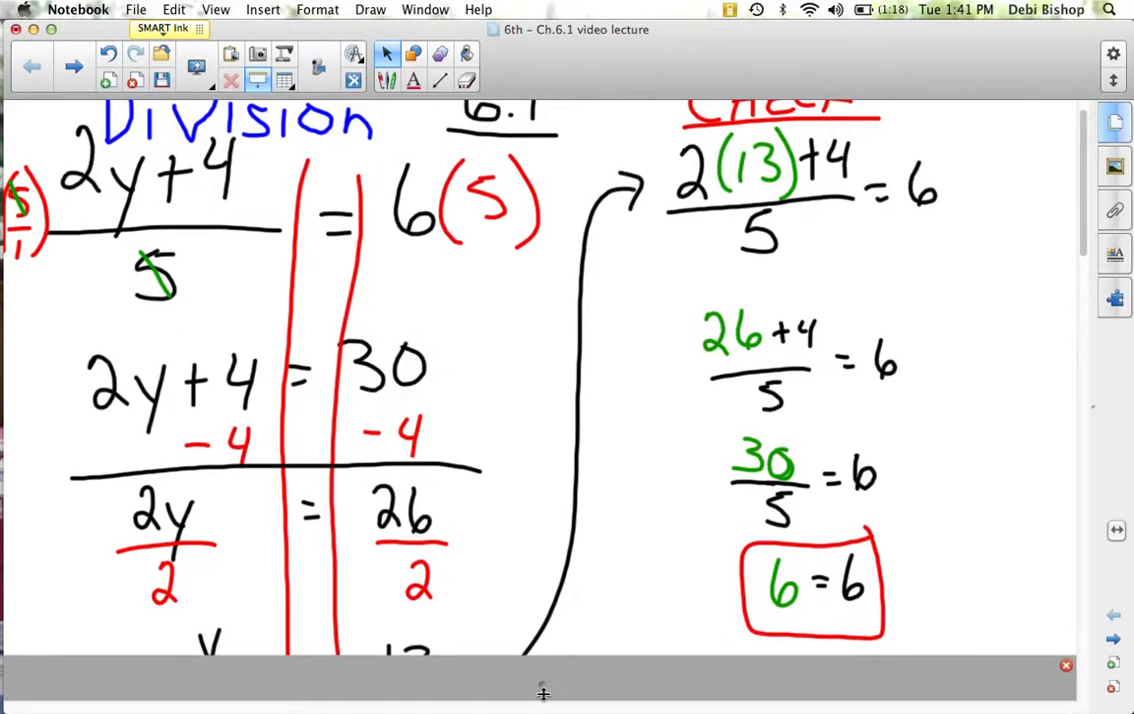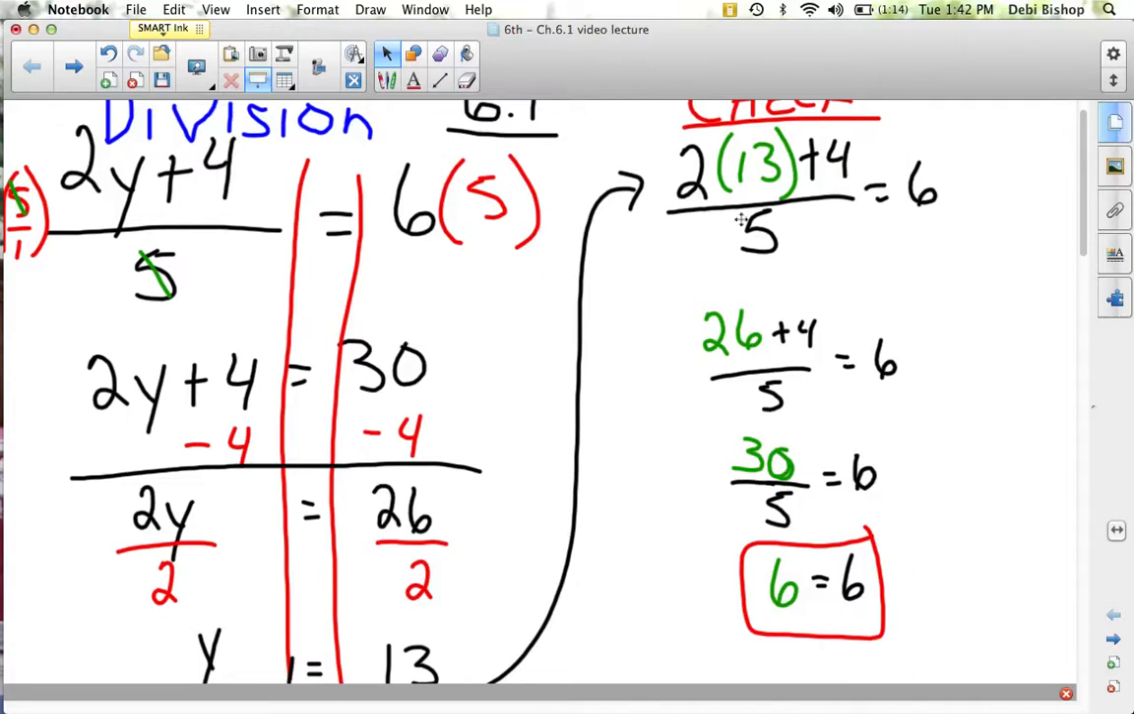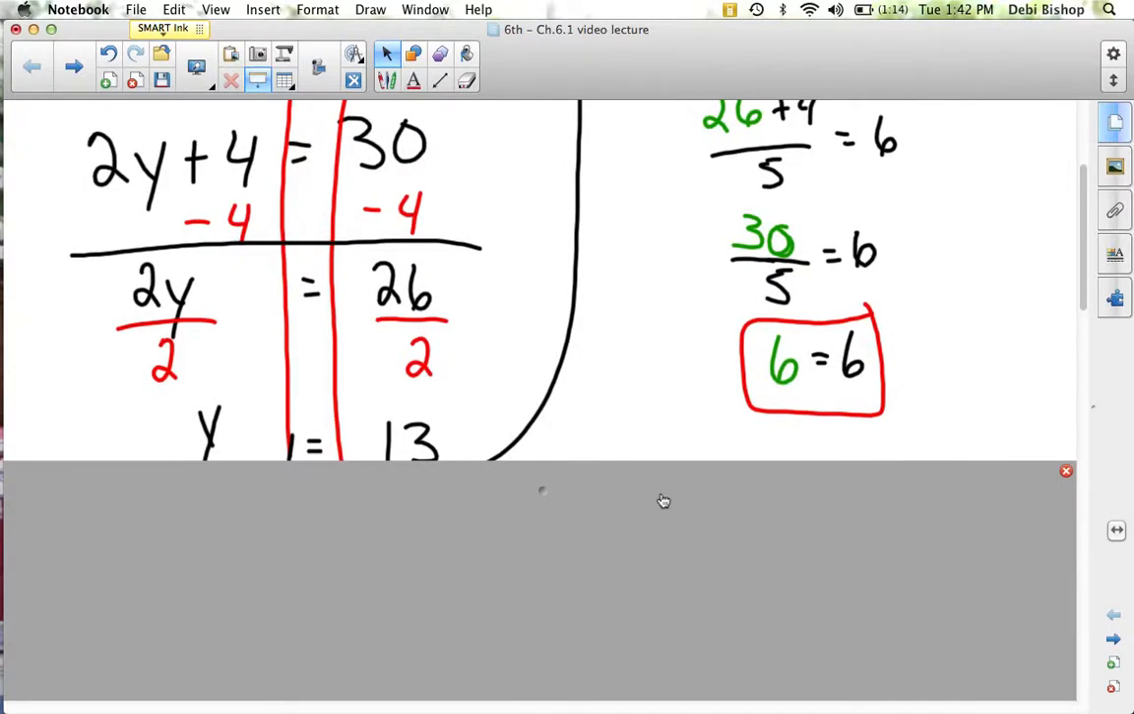Now, what you want to make sure you do is check your work to make sure that that is actually the correct answer. So you can see over here, I plug in 13 wherever I see y. So here, 2 times the quantity 13 plus 4, divided by 5 equals 6. If you simplify it through, you can check your math and you will see that 6 does equal 6. So that's a true statement and y does equal 13.